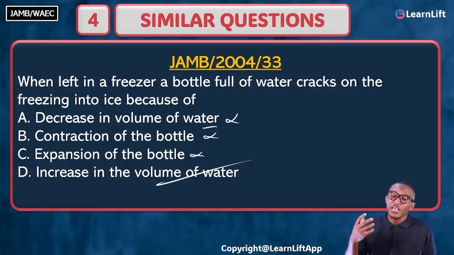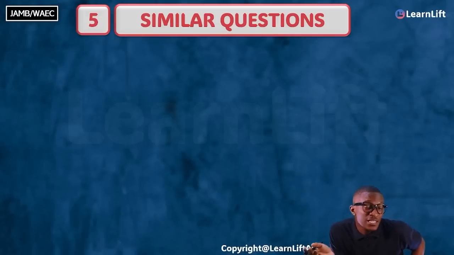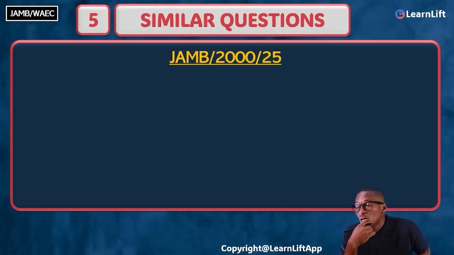All right, if there's decreased density, increased volume, and which is called what? Contraction, making option D the answer. Quickly, let's take the last question, which is number 5. As I wrap up this part, JAMB 2000 question 25.